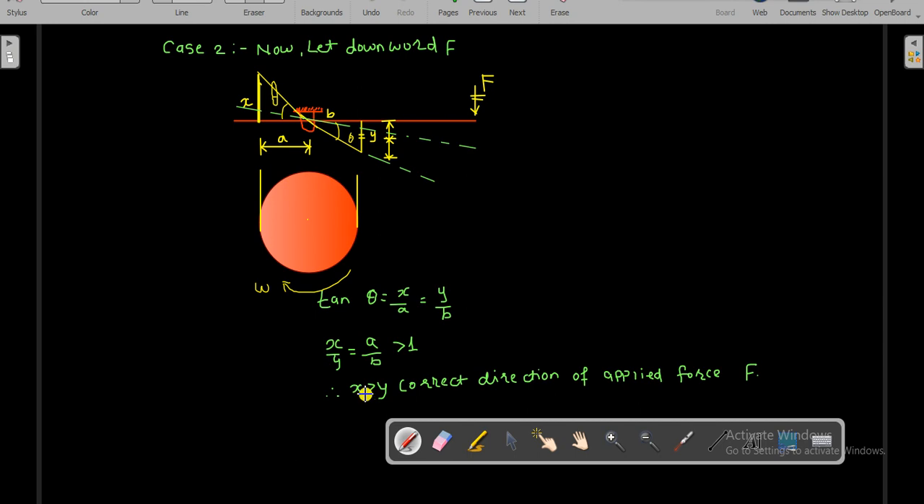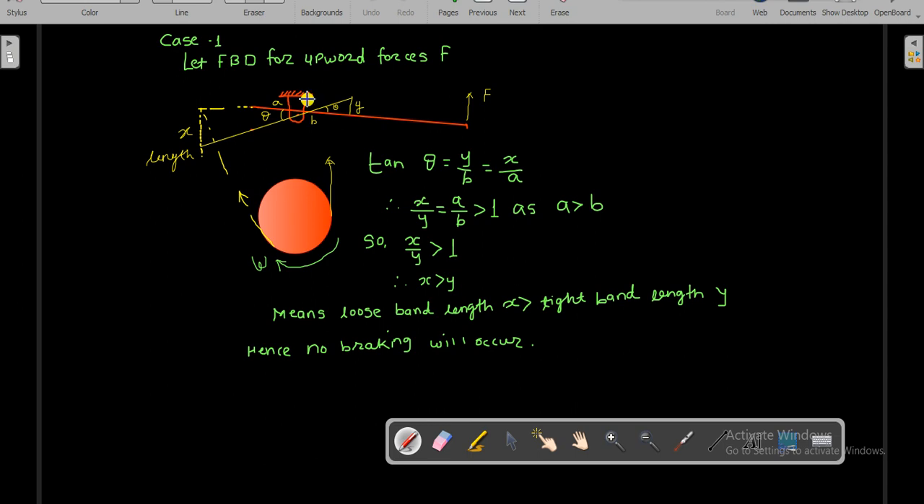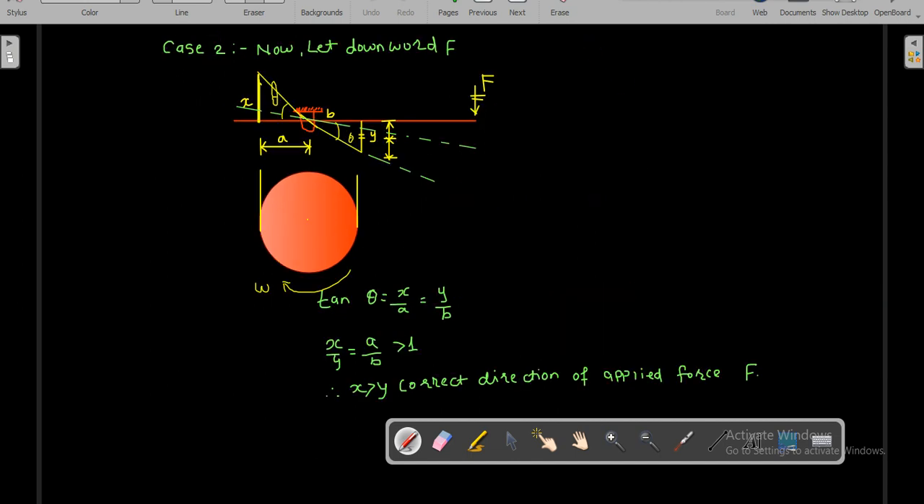So x is greater than y, and in the previous case it was also the same, x was also greater, but there x was the loose band length and y was the tight band length. But in case 2, y is the loose band length and x is the tight band length, right? So this is the correct direction of the applied force.